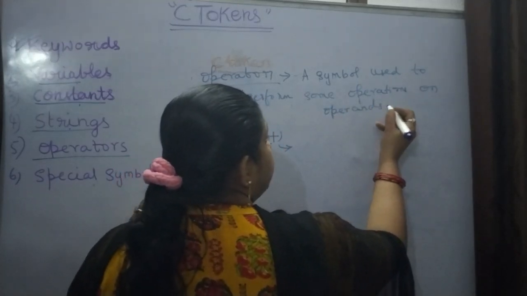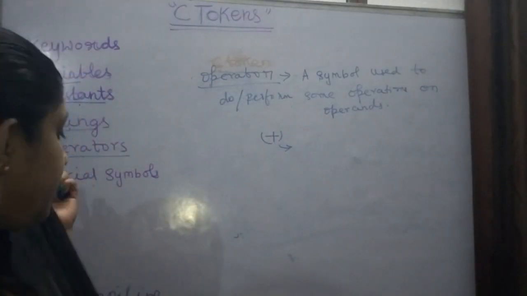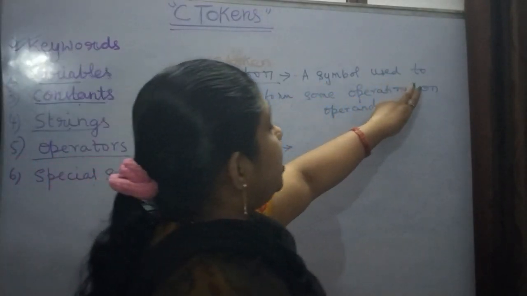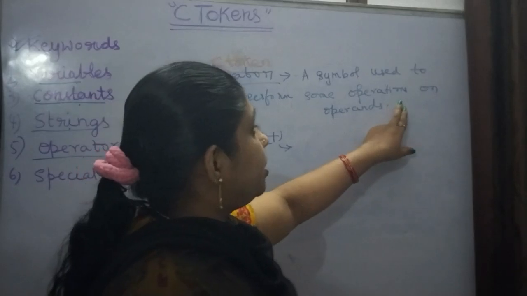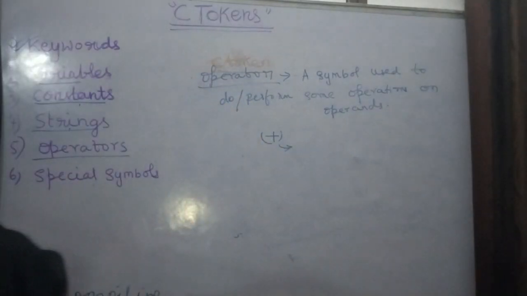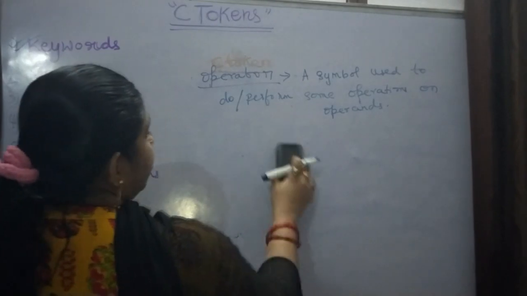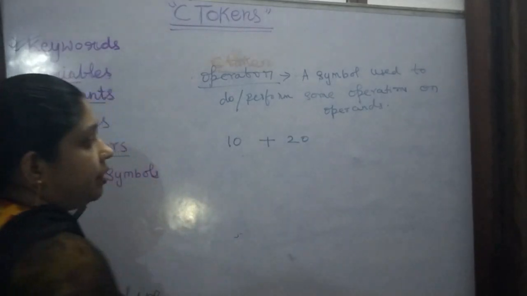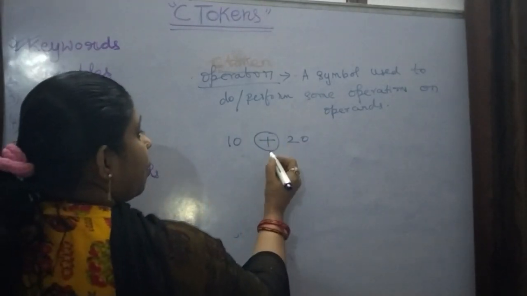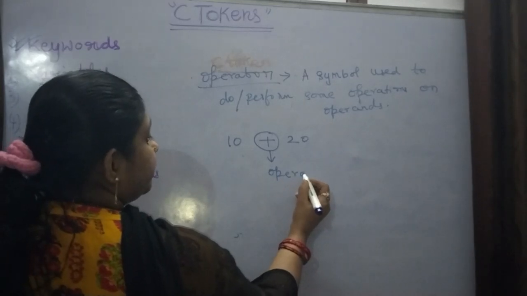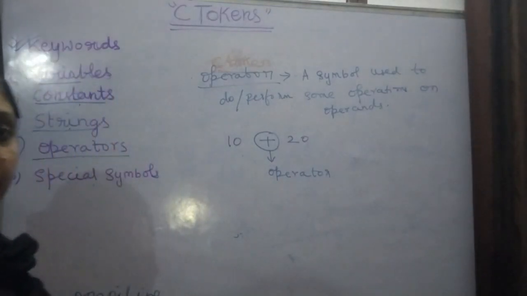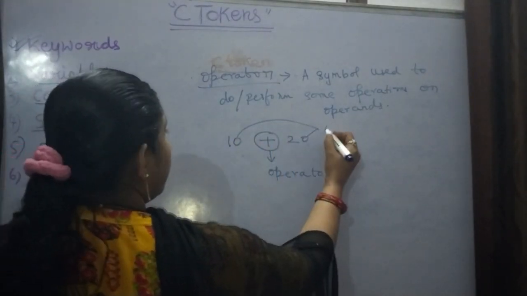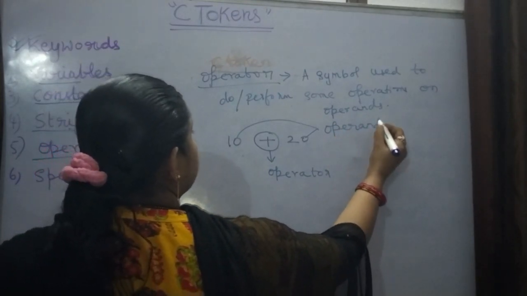Now I'll tell you what are operands. First you understand what is an operator. Operator is the symbol which is used to perform some operations on operands. Suppose I am writing 10 plus 20 here. This is called the operator, and this 20 and 10 are called the operands.